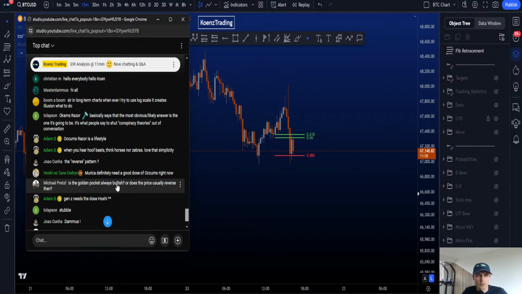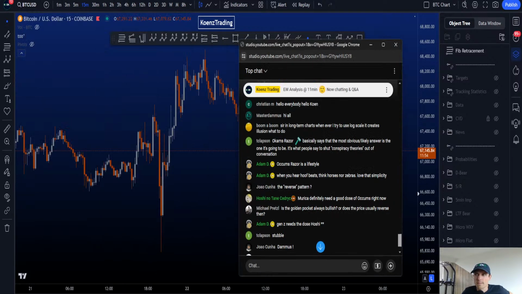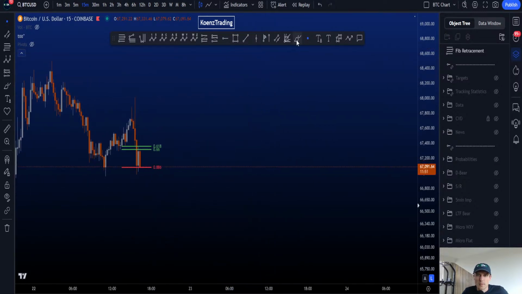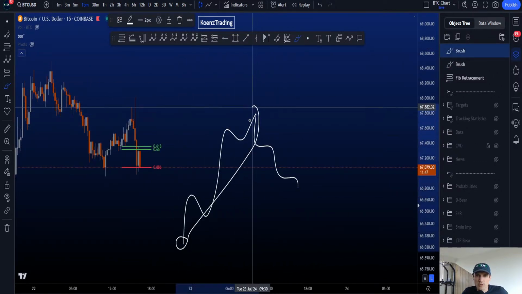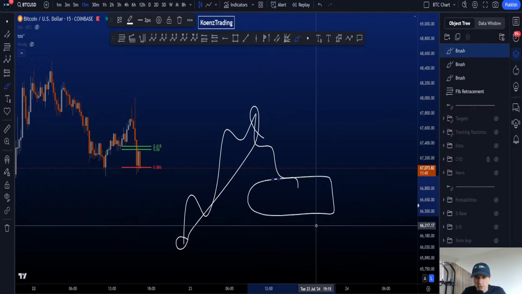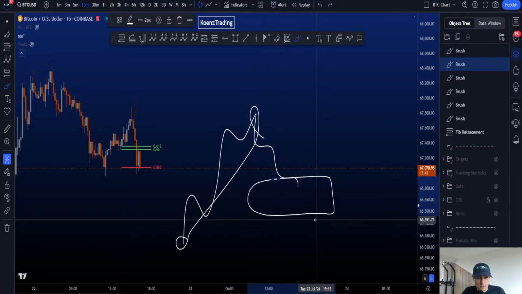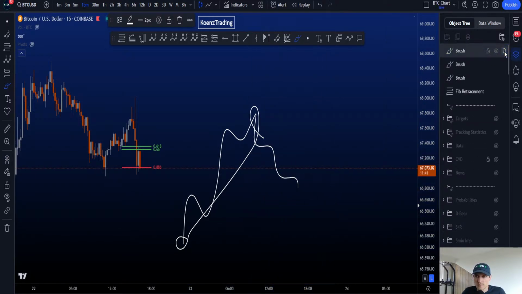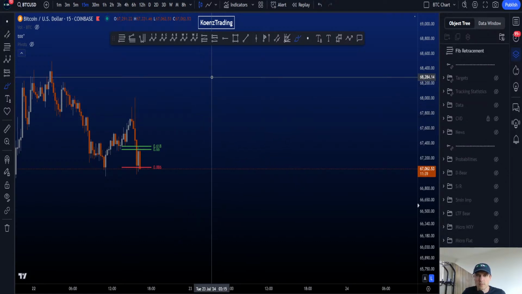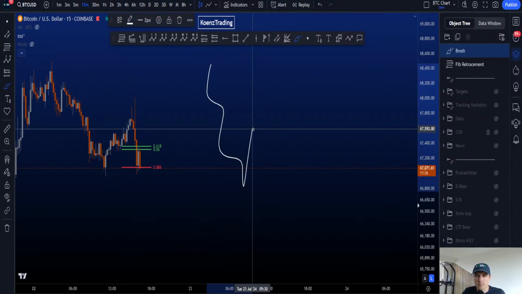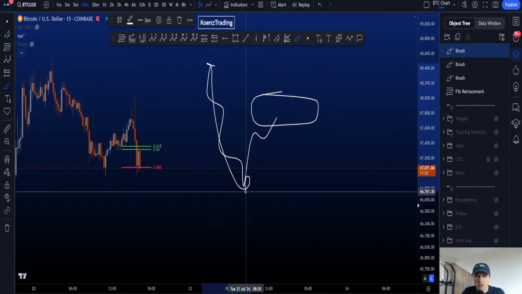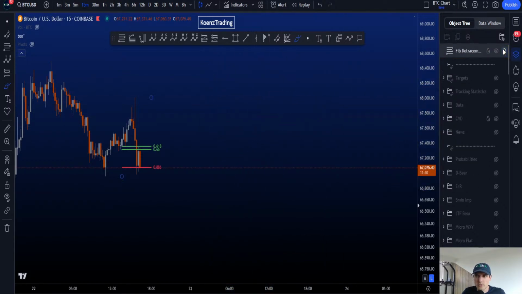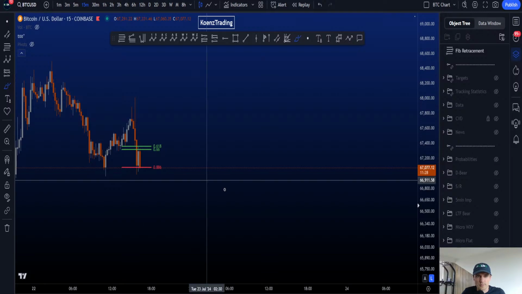Is the golden pocket always bullish? It depends how you pull it. If you move up 1, 2, 3, 4, 5 and you pull a golden pocket from the low to the high, then the golden pocket is support, so it's bullish. And if we have an impulse down and a retracement, now your golden pocket is bearish, taken from the high to the low of the move. Let me refresh my chart here just so that my Control Z works again.